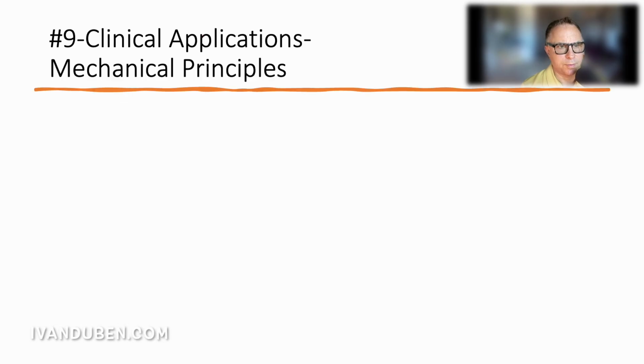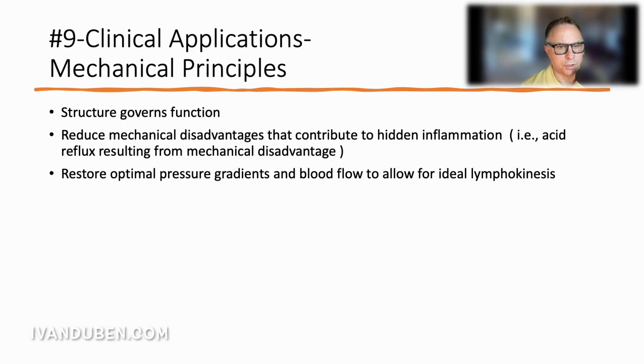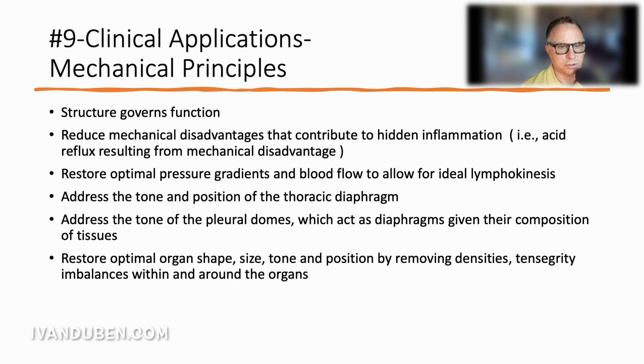So just finishing up with some clinical applications around mechanical principles. We know that structure governs function. We want to reduce mechanical disadvantages that contribute to hidden inflammation and lymphostasis resulting from the mechanical disadvantages. Restore optimal pressure gradients and blood flow to allow for ideal lymphokinesis. Address the tone and position of the thoracic diaphragm. Address the tone of the pleural domes, which act as diaphragms given their composition of tissue.